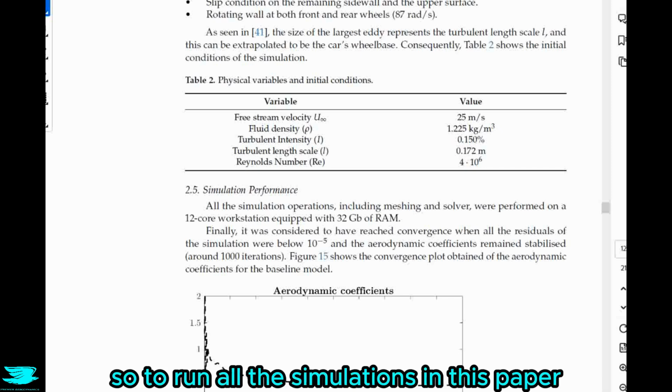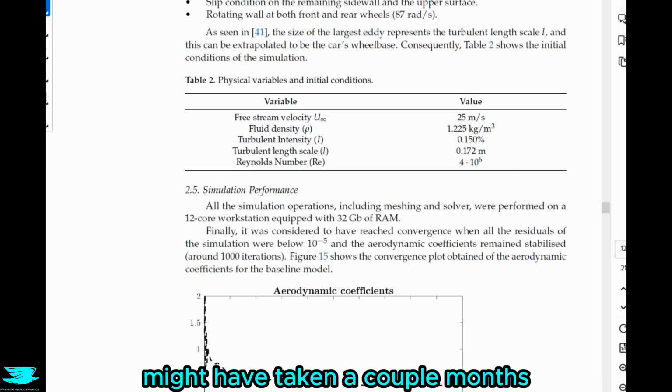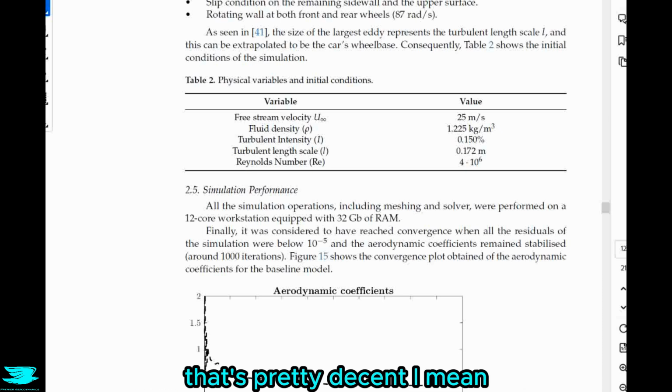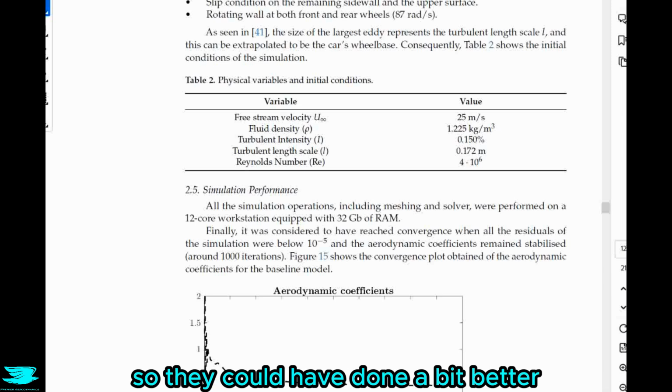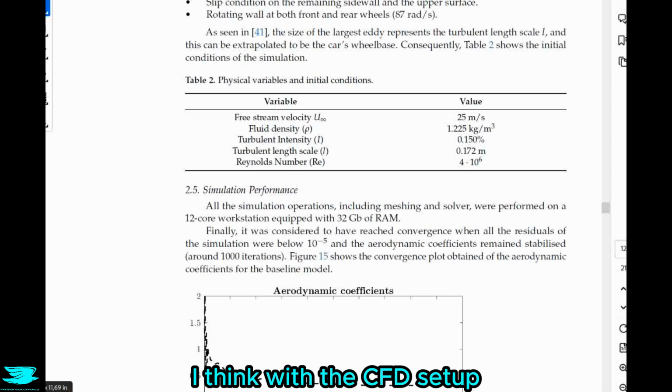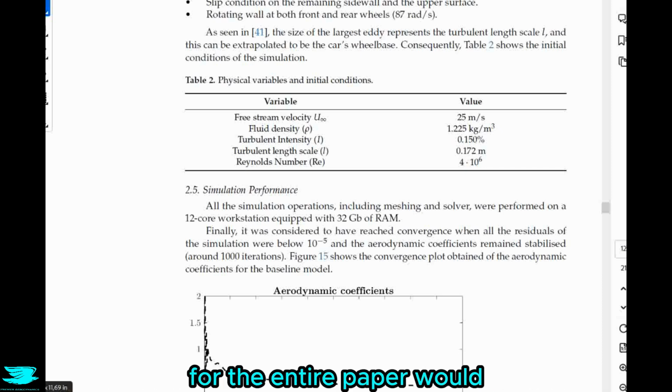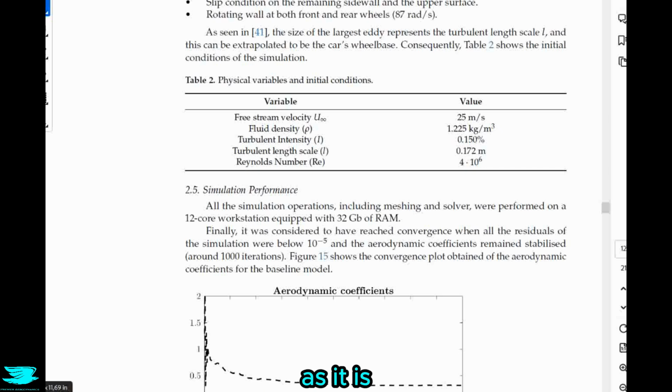So to run all the simulations in this paper might have taken a couple months overall if they did a better CFD setup. That's pretty decent. I mean, if you were to compare that to typical papers in the automotive industry, usually to run all the simulations in one paper requires like 6 months or even more. So 2 months would have been still really good here. So they could have done a bit better, I think. With their CFD setup, I would be surprised if their simulation time for their entire paper would have been more than a couple weeks as it is.